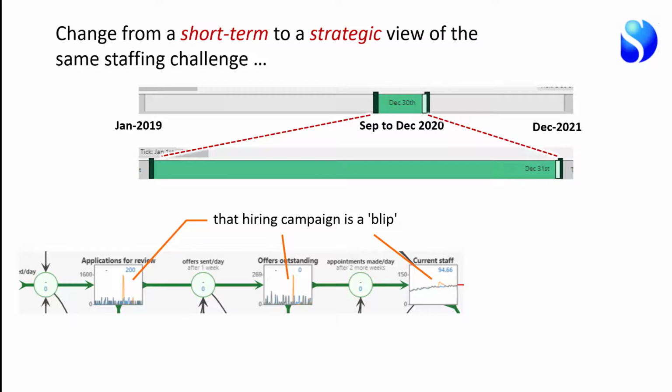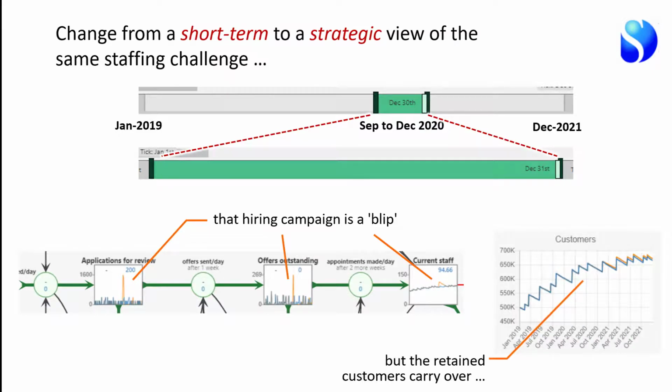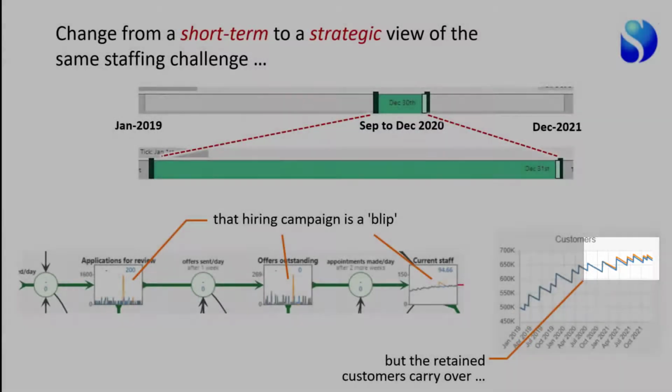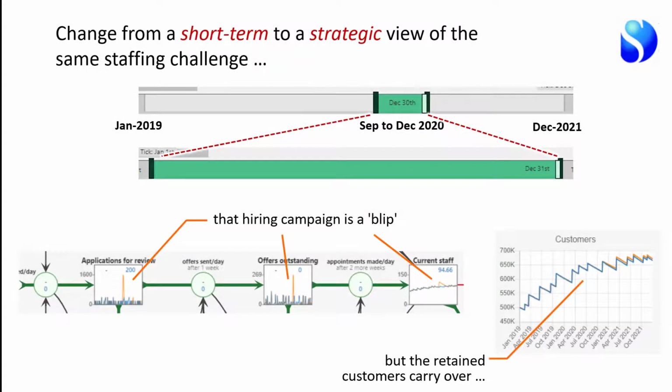It's still there, and furthermore, those customers who we retained because of that extra hiring campaign are actually retained out into the future, going out into 2021, because our regular normal hiring policy ensures that we take on enough staff to mostly look after those extra customers that we've taken on. Notice, by the way, that we've only done one hiring campaign here. In reality, of course, we'd probably do it again for the next marketing campaign and again for the next one after that, and so on.